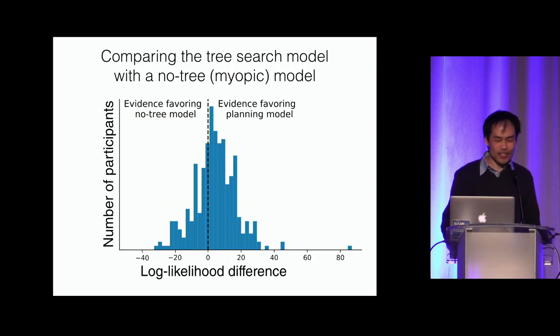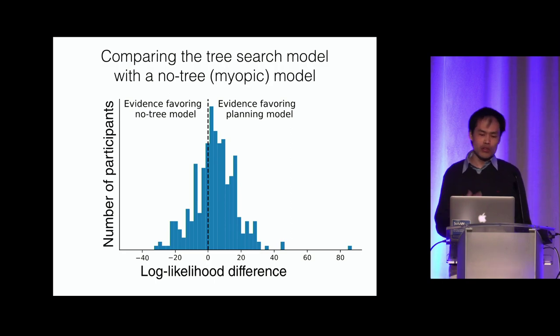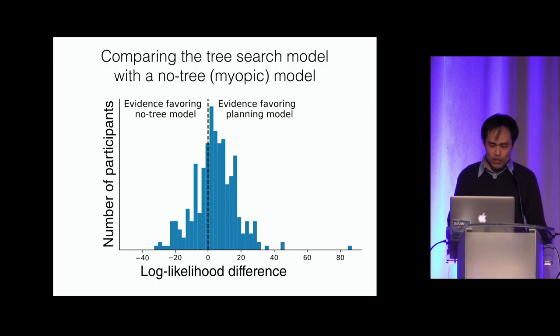But I'm going to show you the results of what Bas did. This is where you compare the tree search model with the obvious null alternative, which is that people don't even build a tree. They just evaluate one step. That's called a no-tree or a myopic model. So there are some people for whom evidence favors a no-tree model, but most people seem to be doing planning.